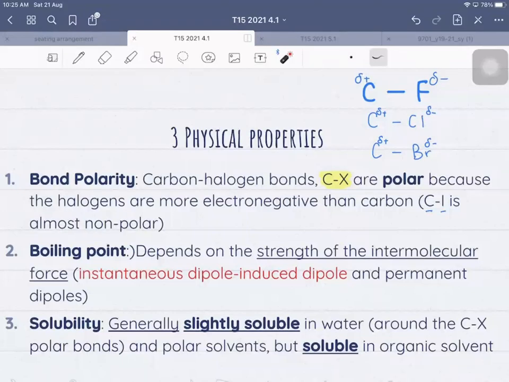What factors affect the strength of the intermolecular forces, which in turn will affect your boiling point? You have to look at the factors that affect ID force and the factors that affect the permanent dipoles, respectively. I think all of you know, we've been talking about this from time to time. For ID force, the first factor is the number of electrons. The second is surface area of contact.